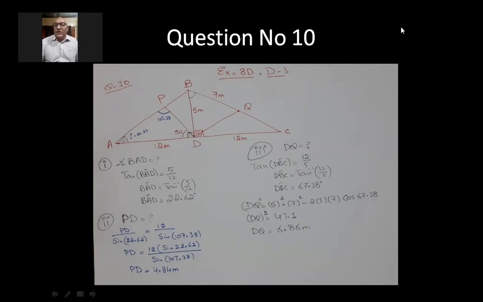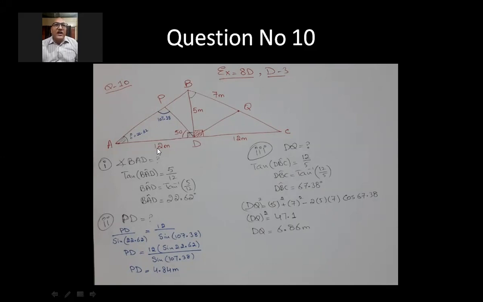So, where we were. I know this angle, so I can find this angle, which is simply 180 minus 50 minus 22.62. So you will get this angle, 107.38 degrees. So the question is, what is the PD value? The length of the PD.